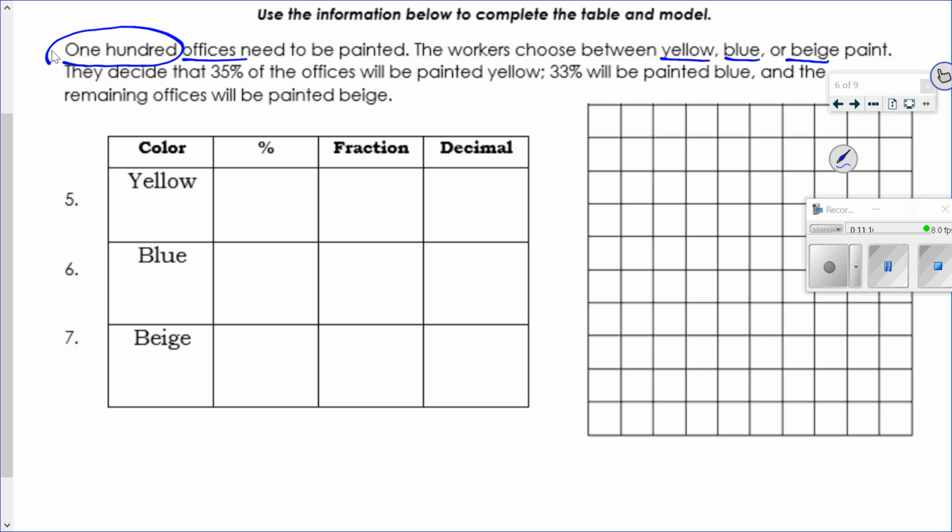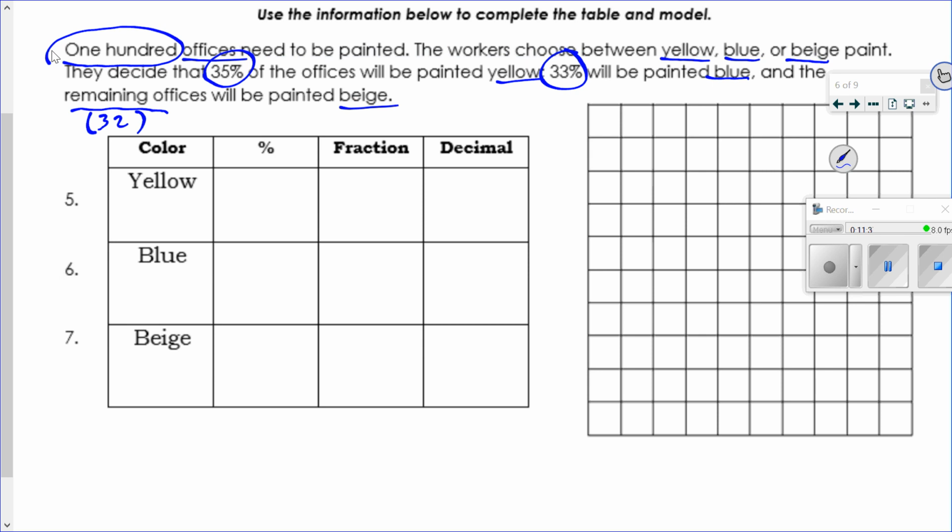They decide that 35% of the offices will be painted yellow, 33% will be painted blue, and the remaining, how many is that? 32. Will be painted beige. Okay, so I'm going to put a little 32 right here.